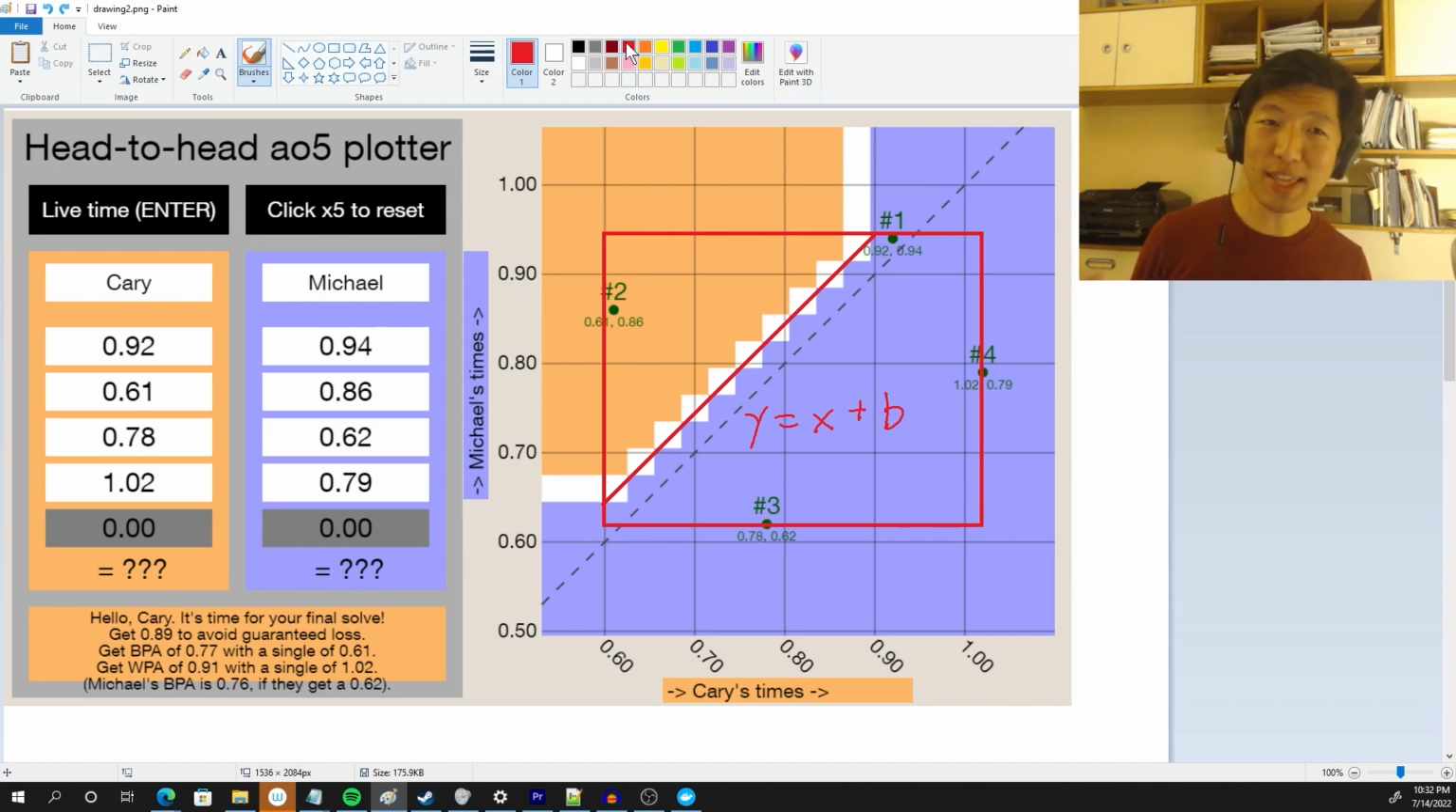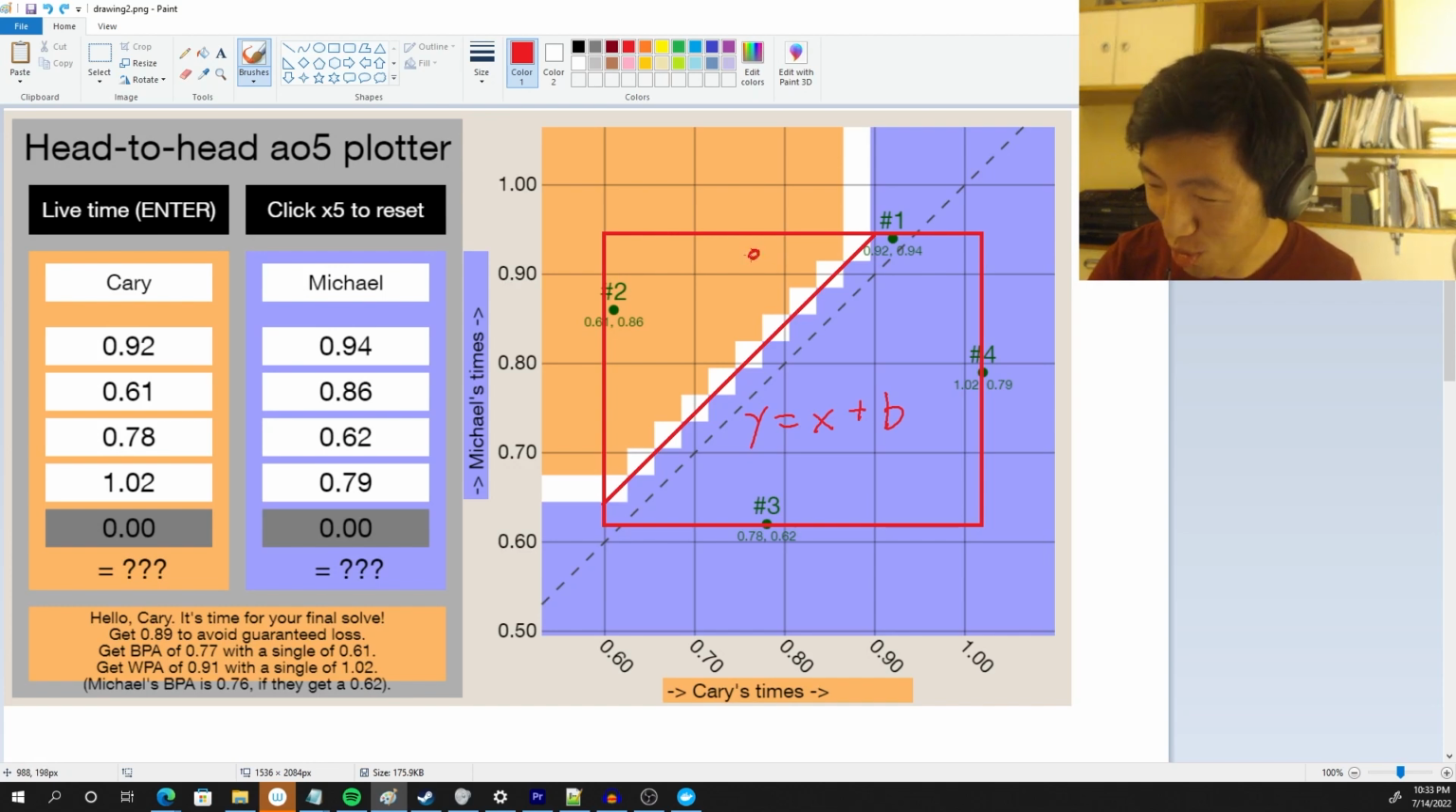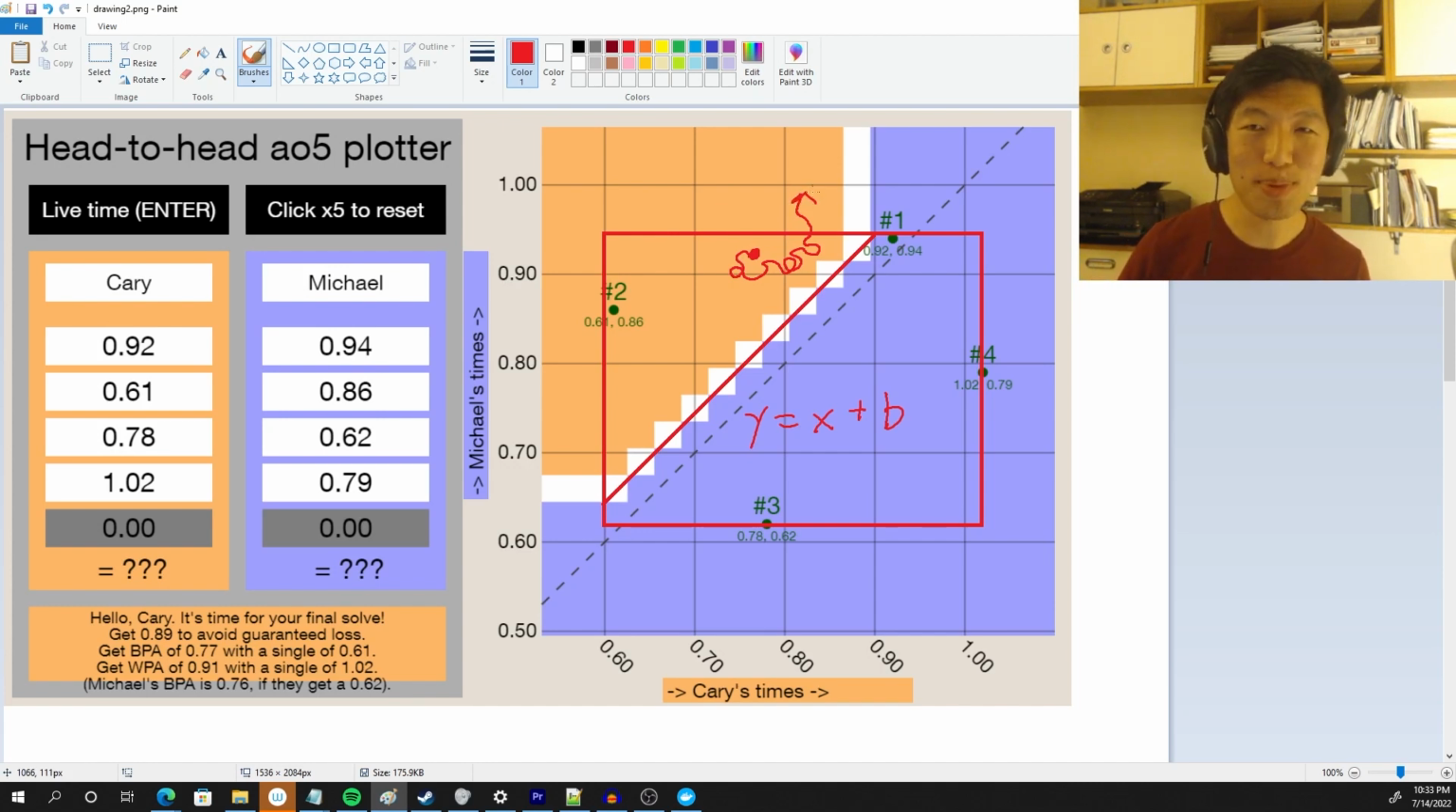But what is happening at the boundary of this rectangle? Well, if you imagine yourself being near the northern border of the rectangle and then wandering around randomly until you cross that northern border, what's going to happen? Well, as soon as you cross that upper border, that means that player B, in this case Michael, has gotten a 5th time that is now slower than the slowest time of their first 4. In this case, slower than 0.94.